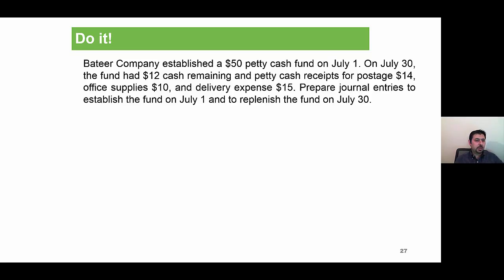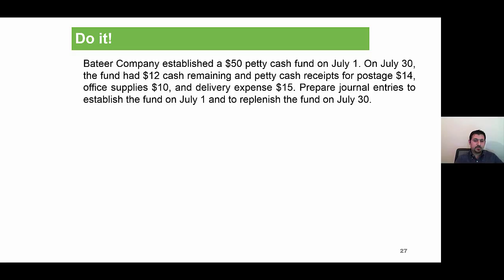This is another example of a petty cash transaction, petty cash fund journal entries. So Batyr Company established a $50 petty cash fund on July 1st. On July 30th, the fund had $12 cash remaining and petty cash receipts for postage $14, office supplies $10, and delivery expense $15. We need to prepare first the journal entry to establish the fund on July 1st, and then the one that is used to replenish the fund on July 30th.